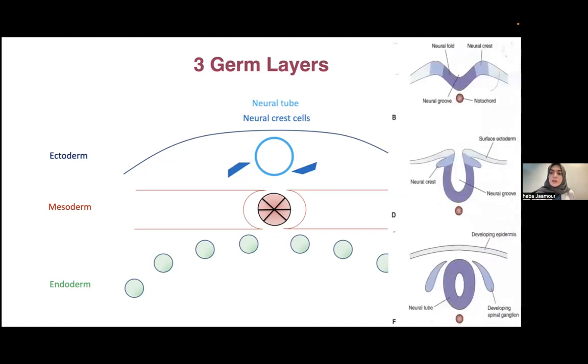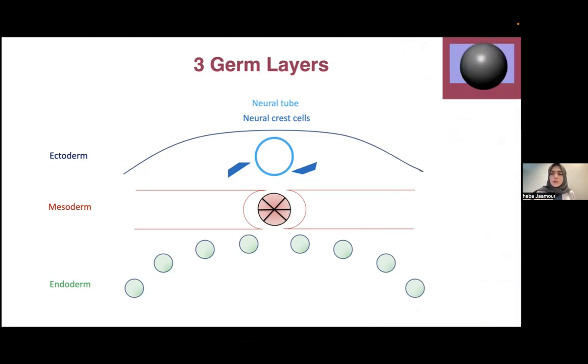Now, this is another picture just for you guys to imagine it better, which is basically me pinching out part of the ectoderm, and then it has to fully detach, okay? When it fully detaches, it forms the neural tube and neural crest cells, all right?